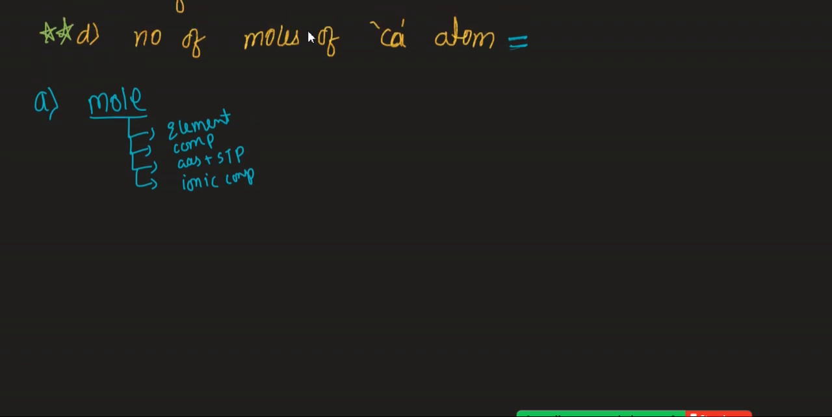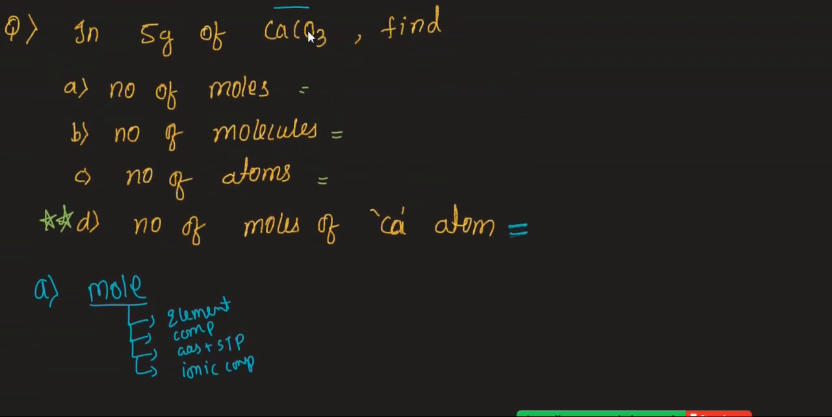So the given is calcium carbonate, so you can go with the compound one, not the element. The given is related to compound. For the given compound, how to find out the number of moles? The number of moles formula is given weight divided by molar mass. What is the given weight they have provided?